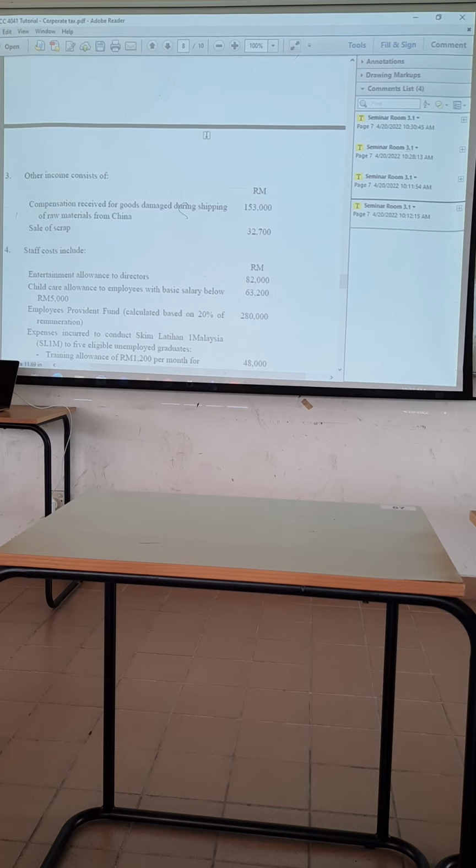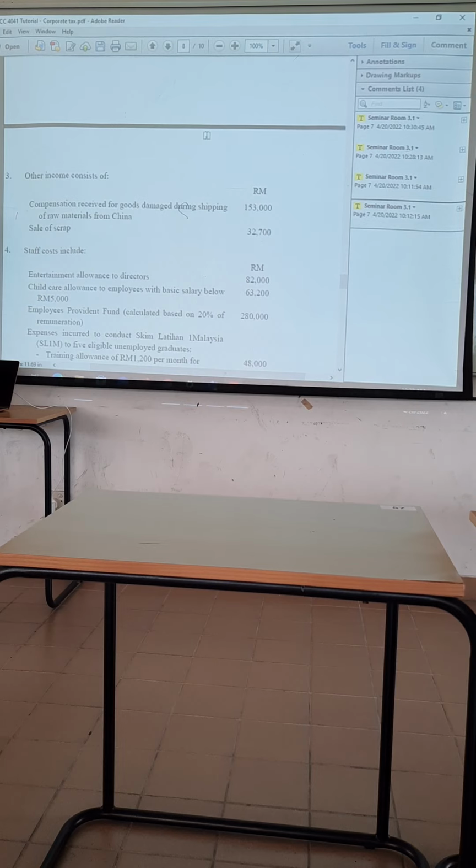Similarly, you have note number 3, number 1 is compensation. You don't have to write everything. As long as you can show me, okay, this one is item for compensation. The second item is sale of scrap. Right? Okay, number 1, there's nil, because that one is part of your business income.